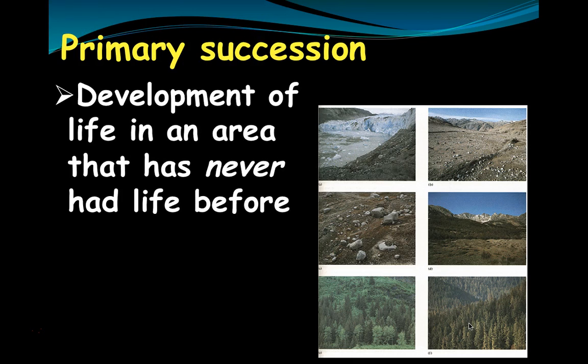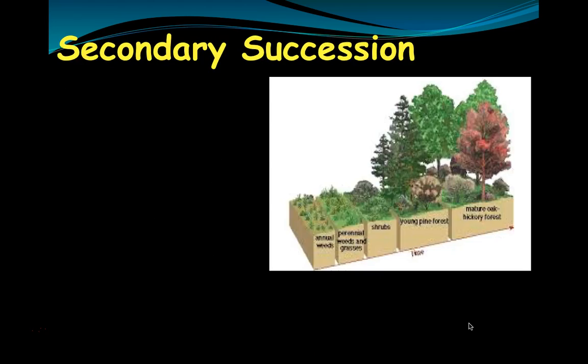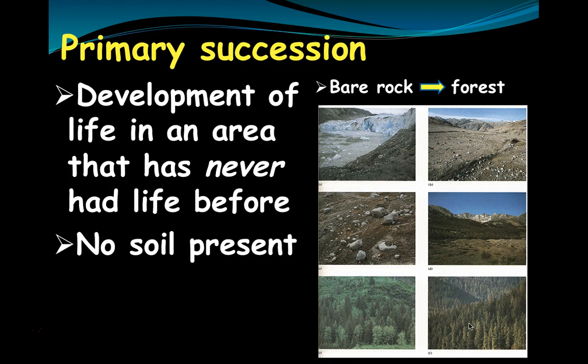But we have two types of succession, and the first type is called primary succession. Primary succession is where you have an area that has absolute bare rock, and over millions and millions of years, or hundreds and hundreds of years, will turn into a large forest.